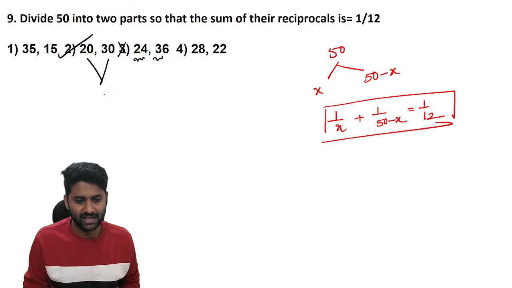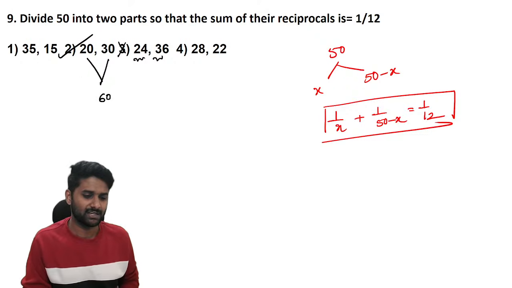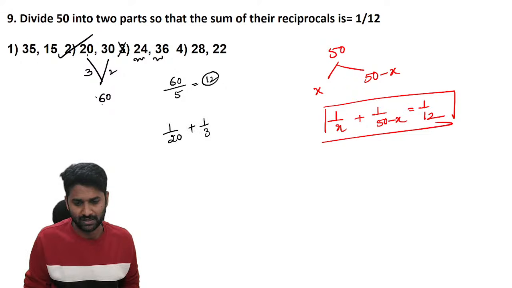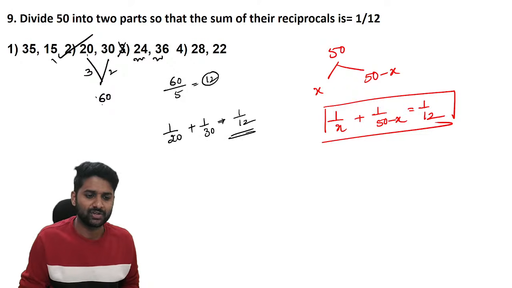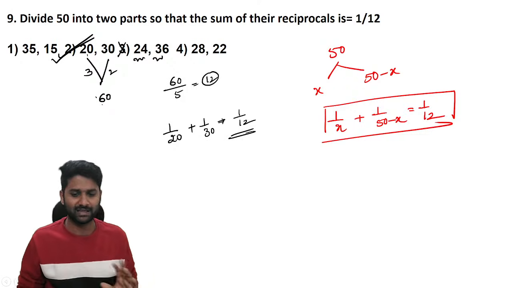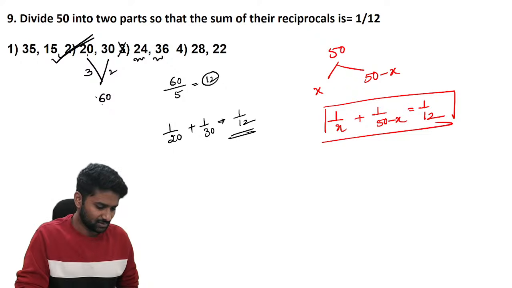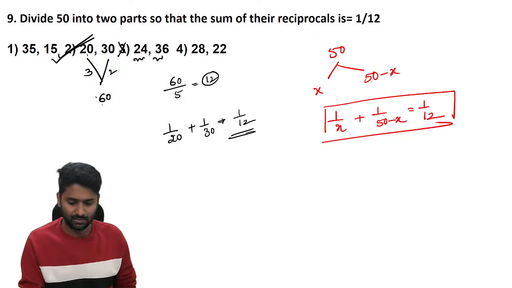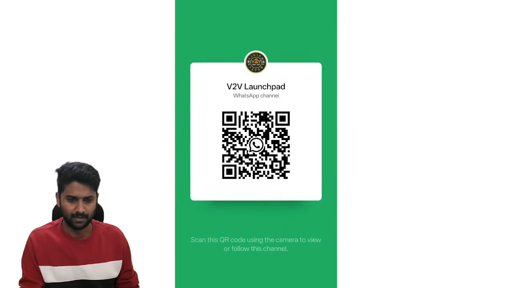How is it possible? Take the LCM: the LCM of these two numbers is exactly 60. 20 becomes 60 in 3 times, and 30 becomes 60 in 2 times. Then the answer is 5 by 60, which is 1 by 12. In the same way, 1 by 20 plus 1 by 30 is equal to 1 by 12. Option verification is better than simplification. So you must be good at the calculation part. If you are good at calculation, you will be able to answer this kind of question.